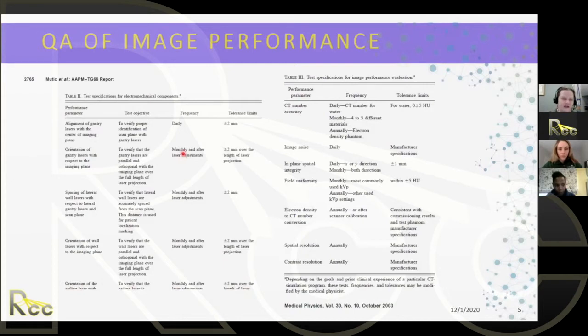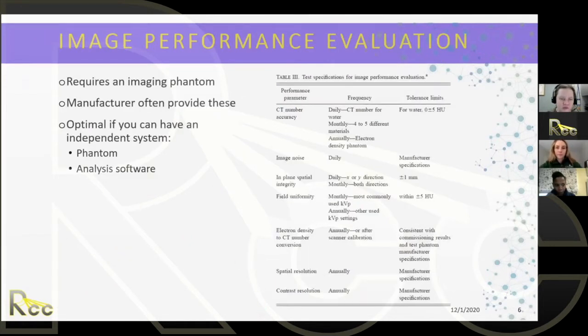And this task group will be shared with you, and is always free on the AAPM website. But it's a very detailed table that explains what mechanical items you need to check, why you need to check it, how often you do it, and what the tolerance limit is for this. So I'm sorry, this is a double slide that's in here.